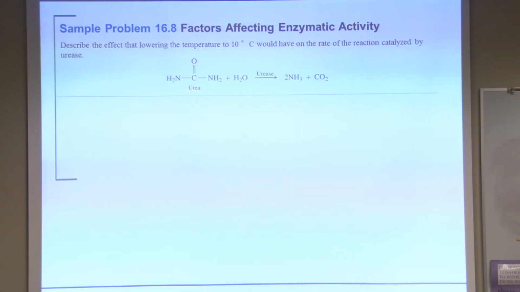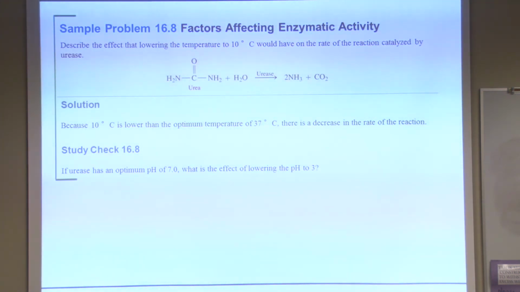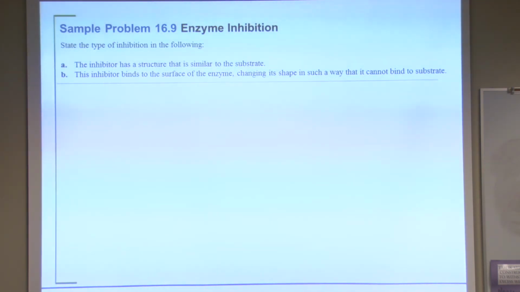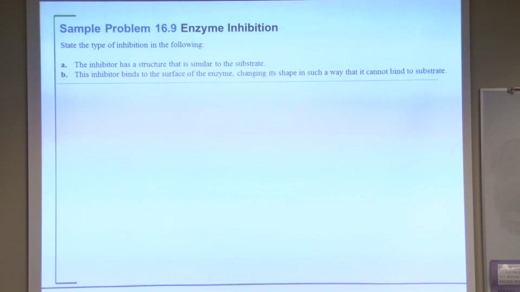Now you have urease enzyme. Does lowering the temperature to 10 degrees have any effect on the rate of reaction? Because 10 degrees is lower than the optimum temperature of 37 degrees Celsius, it decreases the rate of the reaction. If urease has an optimum pH of 7.0, if you lower the pH to 3, it again decreases the reaction, as the optimum pH is 7. By lowering the pH, you're decreasing the activity. Enzymes are very sensitive to temperature and pH.